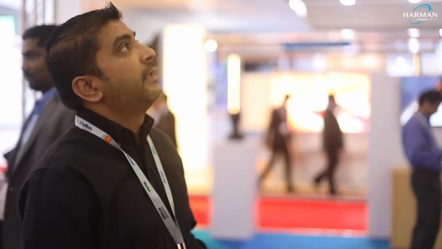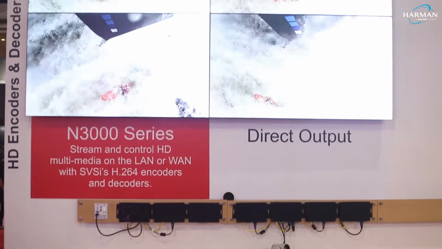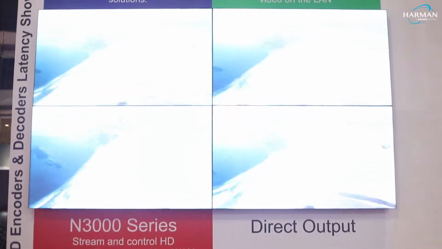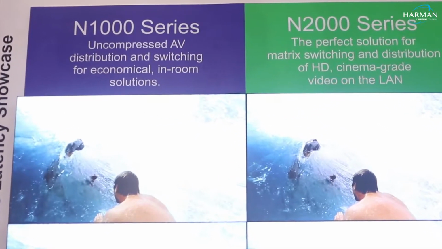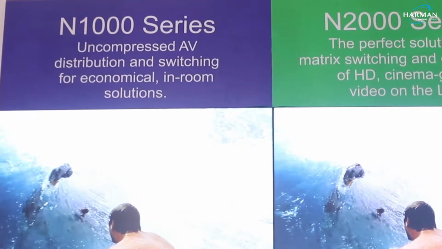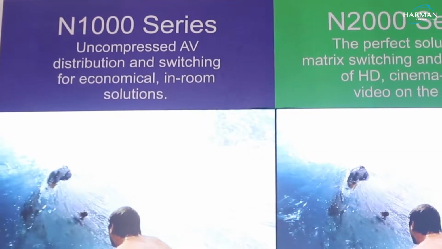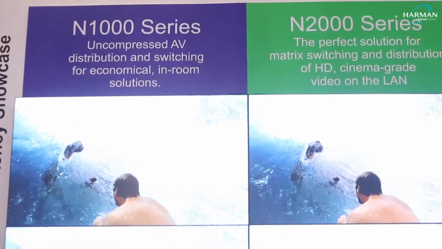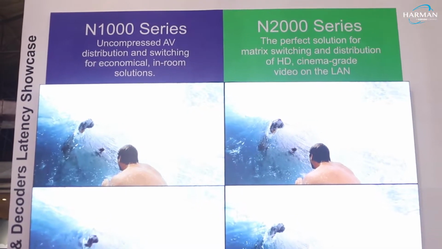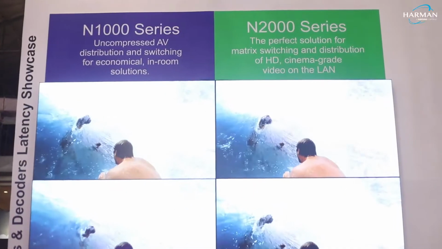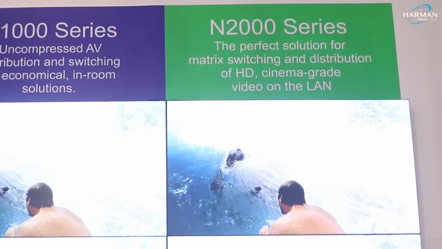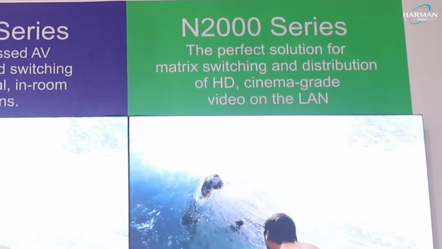What we're trying to showcase over here on this 2x2 wall is 3 of our encoders that run different standards. We've got the N-1000 series, that is a proprietary minimal compression protocol that we're using. This is highly cost effective and mostly used within in-room smaller solutions where you're looking at maybe 4 streams or something like that. Next up, we've got the N-2000, which is standard JPEG 2000 encoding.